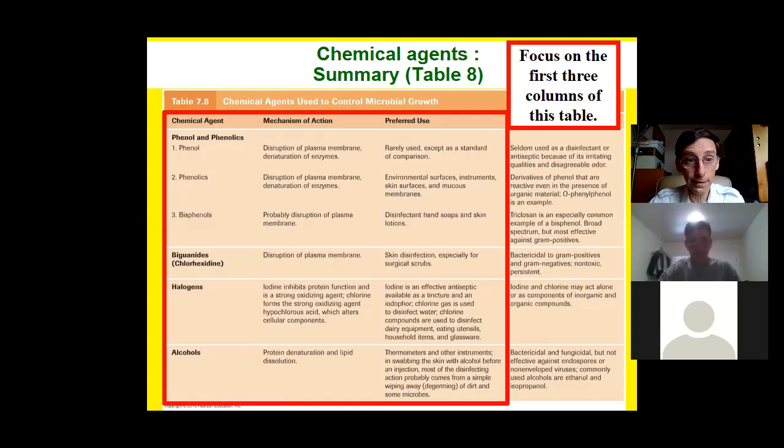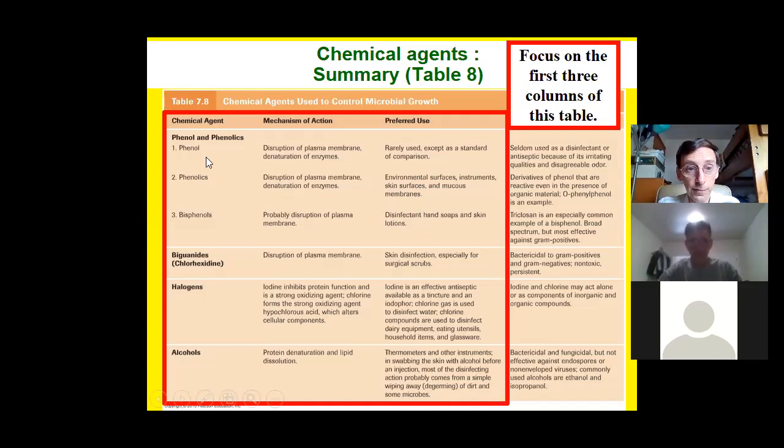Phenolics are compounds that are derivatives of phenol, and they have the same mechanism of action, disruption of plasma membrane, denaturization of enzymes, and they're applied to environmental surfaces, instruments. You can apply it to skin surfaces and mucous membranes, and they're much more effective than phenol. Biphenols also are chemical derivatives of phenol. Their mechanism of action isn't entirely certain, but they probably disrupt plasma membranes. And they are disinfectants in hand soap and skin lotions.